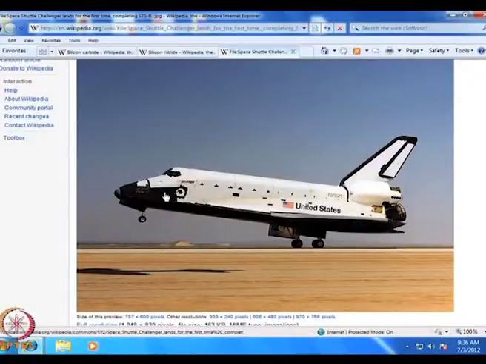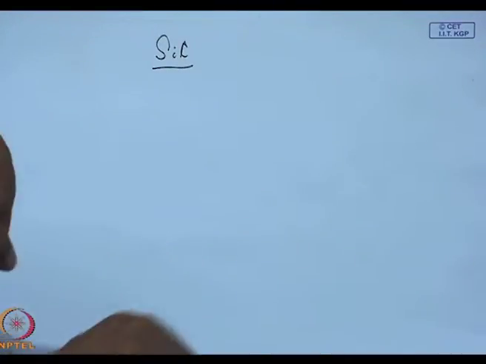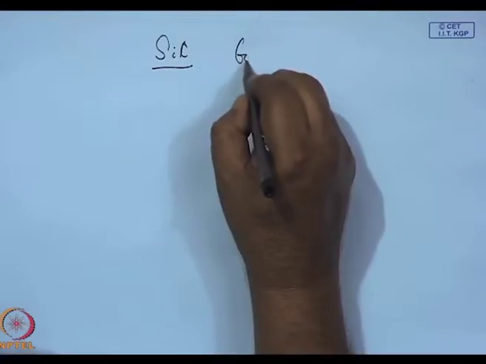All of you have seen the picture, the space shuttle in various forms. These black tiles which you see over here, these are basically at the nose cone, at the bottom. What are these tiles? These tiles are fundamentally made from silicon carbide. They are black. They are also made from graphite.